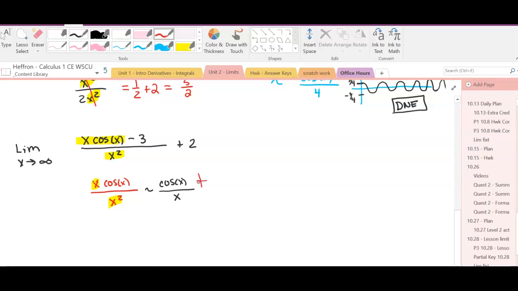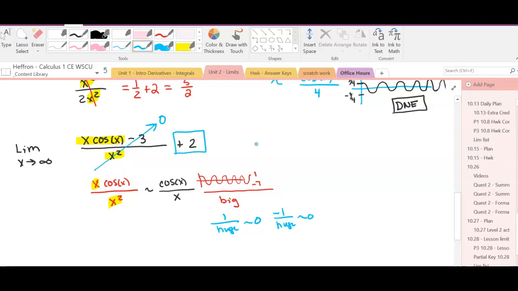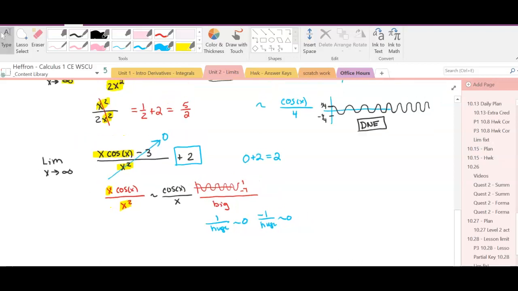Well, just like the last example, if we think about what does cosine do, it bounces around. The maximum is 1, the minimum is -1, but I'm also always dividing by this really big number. So as we think about 1 divided by huge, that's 0. -1 divided by huge, that's also 0. And so the limit from this first term is 0. But we have to add 2 more on top of it. And so this limit would be 0 plus 2, or 2, for all of these.